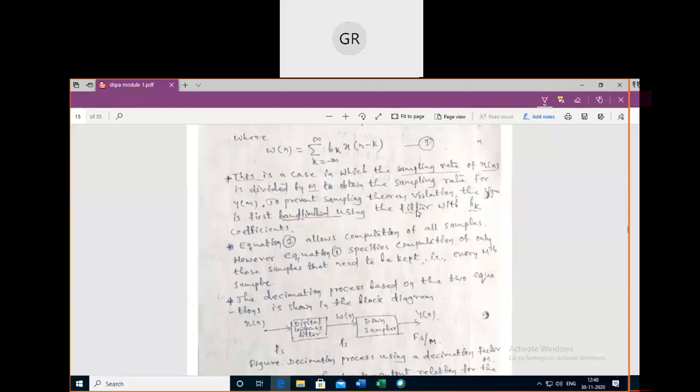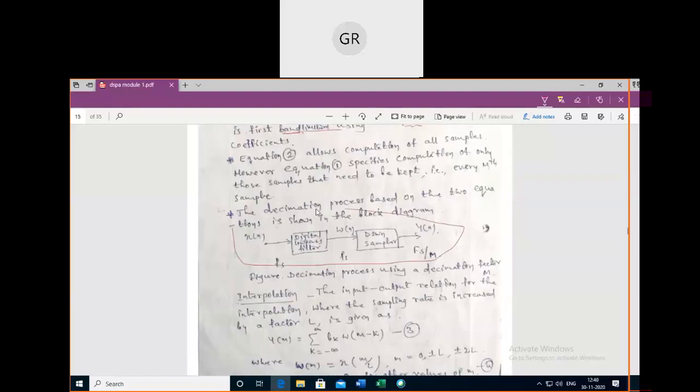Okay, just go through this. This is the block diagram of the decimation process. What will happen here? Before decimating, that means decreasing the sampling rate, we decrease the number of samples. See here, x of n is the input. We give it to the digital low pass filter. The output of the low pass filter is w of n. Then we send it to the down sampler. This down sampler drops some samples from the x of n.